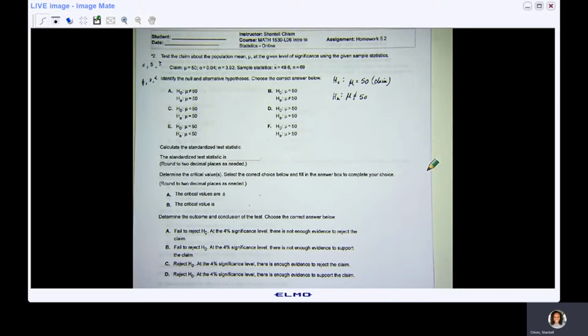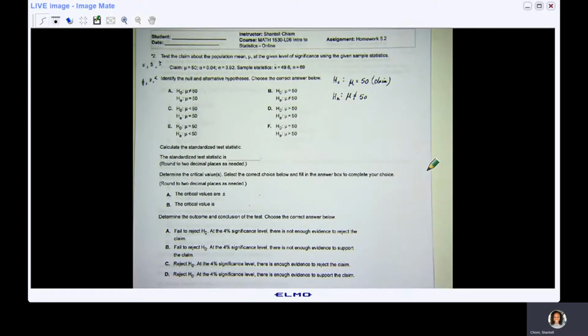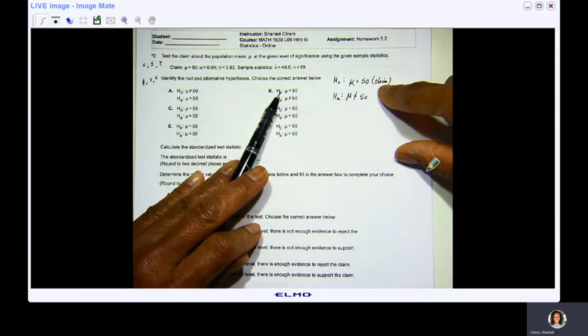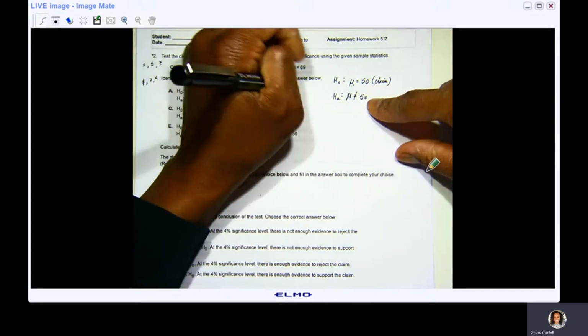So keep in mind, that's how you set up your hypotheses every time we do that first. We either see the claim written out plainly for us like this one, or we take the word problem and determine the claim and write it in a mathematical symbol such as this. In this case, it was just given to us. So choosing the correct letter, you want to find the one that has the hypotheses set up correctly. Mu equals 50 is H0. Mu does not equal 50 is HA. So that would be B.